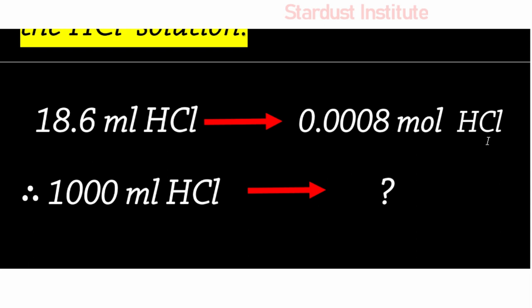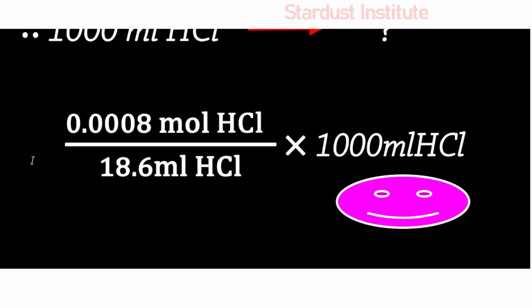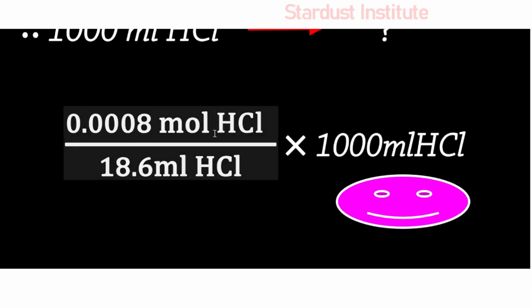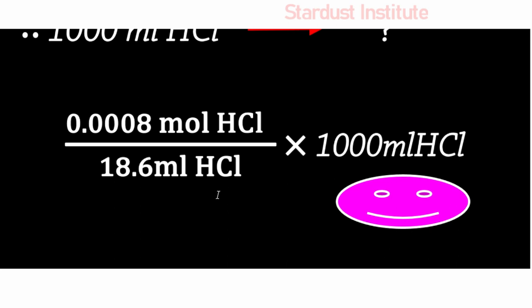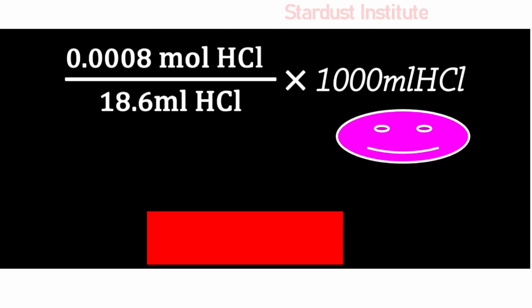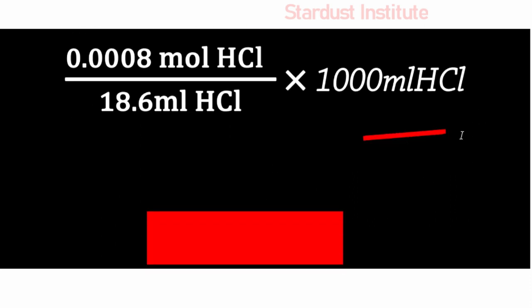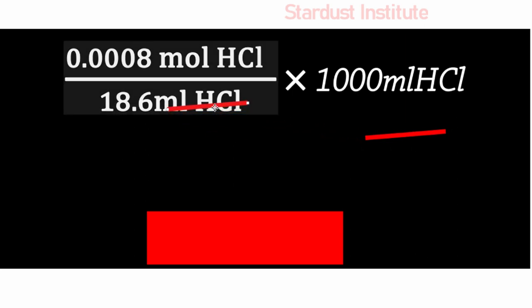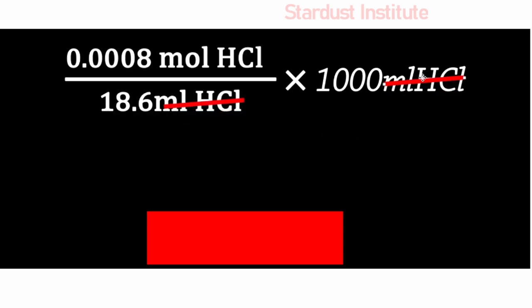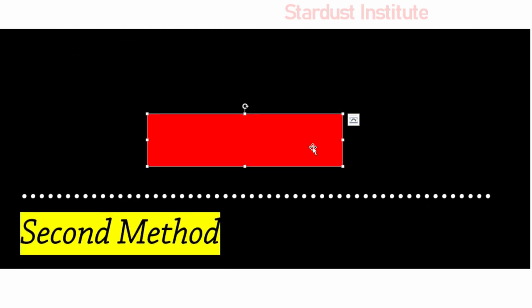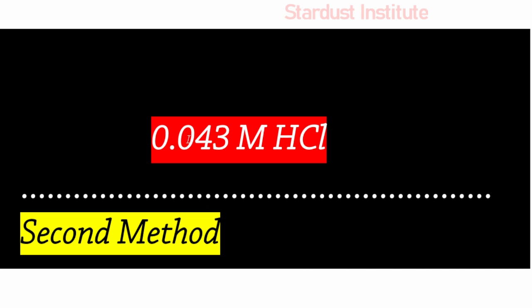We can find the answer in this way: 0.0008 moles HCl divided by 18.6 milliliters HCl multiplied by 1000 milliliters HCl. We should cancel out units. Milliliter HCl, milliliter HCl. Then we get the answer 0.043 M. Molarity of this HCl solution is 0.043.